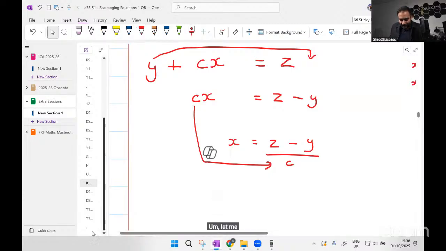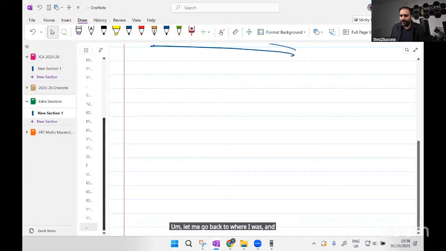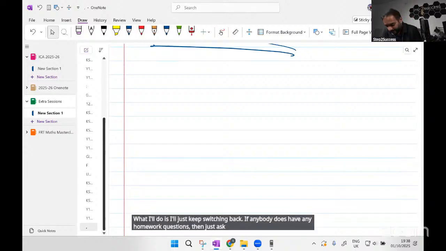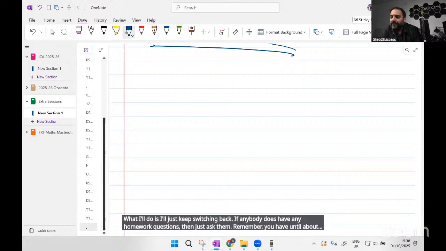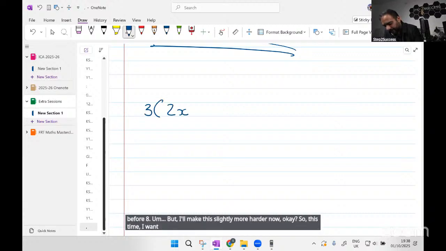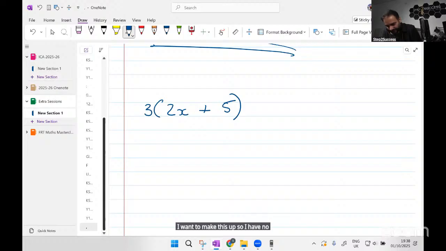Let me go back to where I was and make things even slightly more complicated. What I'll do is I'll just keep switching back. If anybody does have any homework questions, then just ask them. Remember, you have until about just before 8. But I'm making it slightly harder now. Okay, so this time I want to introduce loads of brackets everywhere. I want to make this up, so I have no idea what's going to happen.